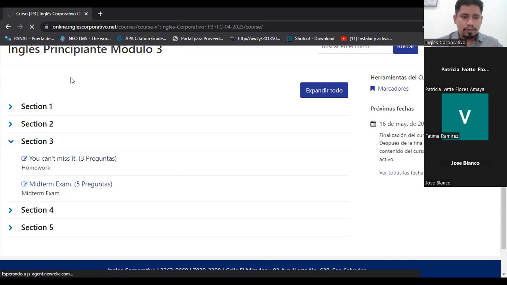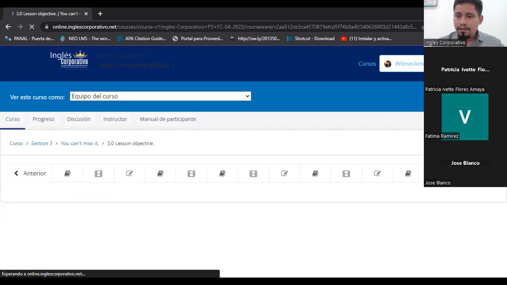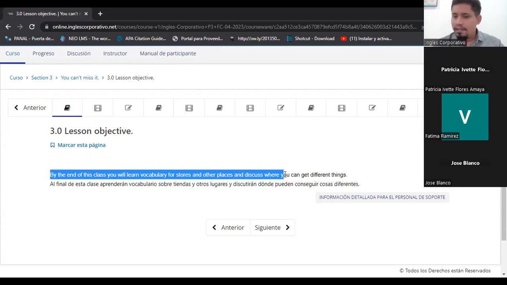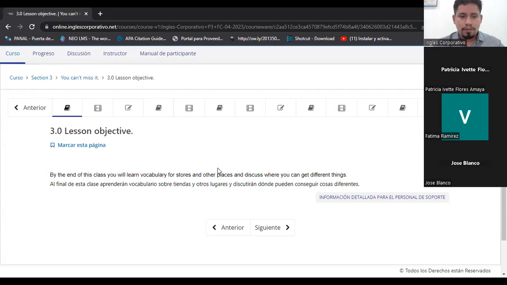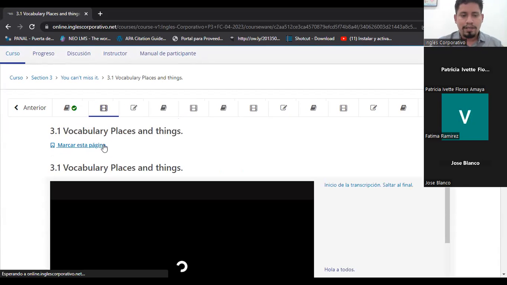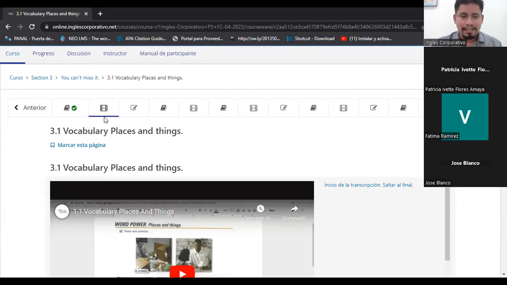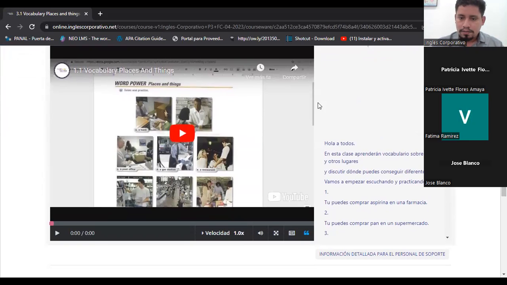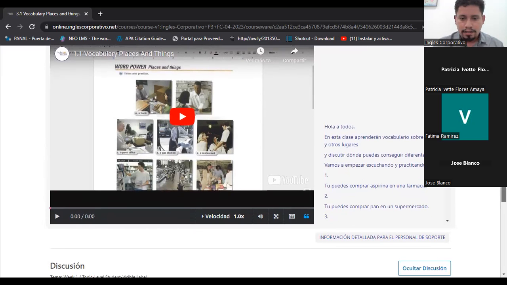So we're going to move on to the first lesson objective. Here we're going to see the following. It says, by the end of this class, you will learn vocabulary for stores and other places and discuss where you can get different things, okay? That's what you're going to be working on. Let's check out the vocabulary first, related to places and things, and let's learn some words. Probably here we're going to find some words that we haven't seen before.